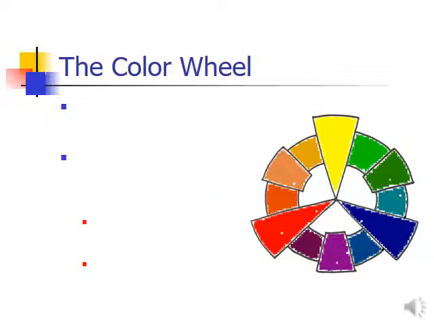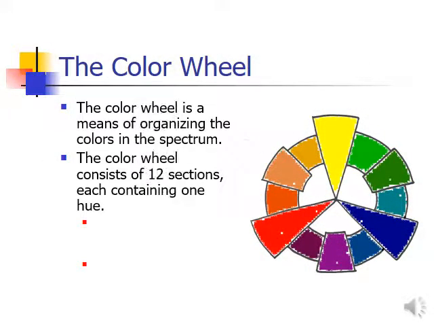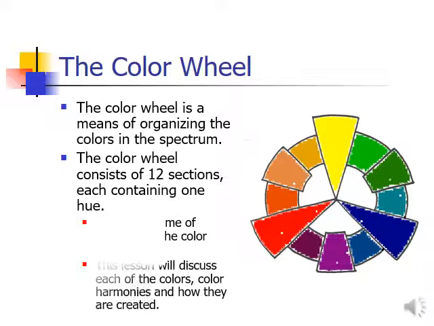This is the color wheel. The color wheel is a means of organizing the colors in the spectrum. The color wheel consists of 12 sections, each containing one hue. A hue is a name of a color on the color wheel. This lesson will discuss each of the colors, color harmonies, and how they are created.